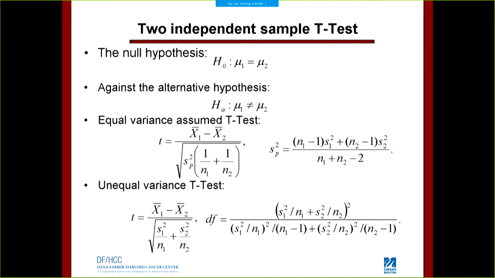Okay, when we run SPSS or SAS, it will run the variance test for the equality of the variance first, and then we can make the choice to see which t-test we're going to report.